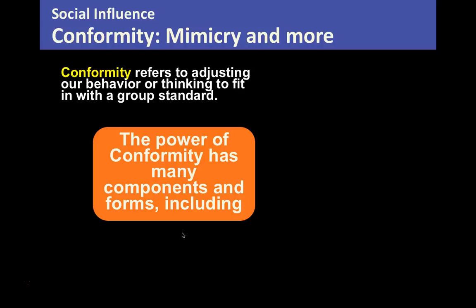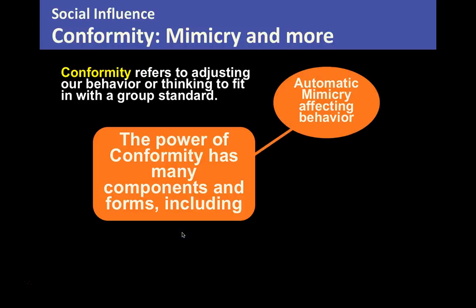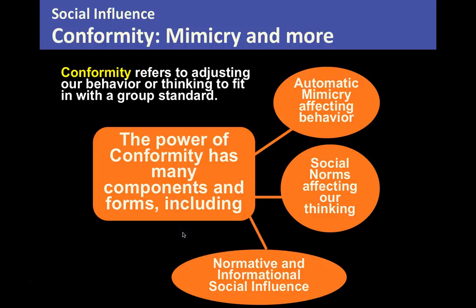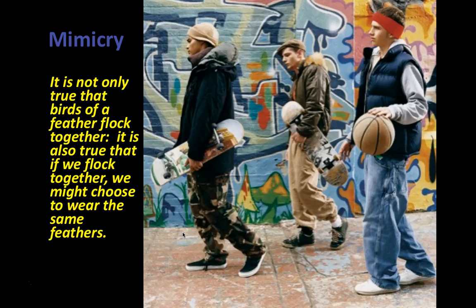Conformity refers to adjusting our behavior or thinking to fit within a group standard. Many components. So we can talk a bit about, I think we've talked about this before, perhaps in this course, automatic mimicry. Social norms that affect how we think about the world and about our behavior in the moment. And then what are referred to as normative and informational social influence. Two terms that we will define and see the importance of very soon.